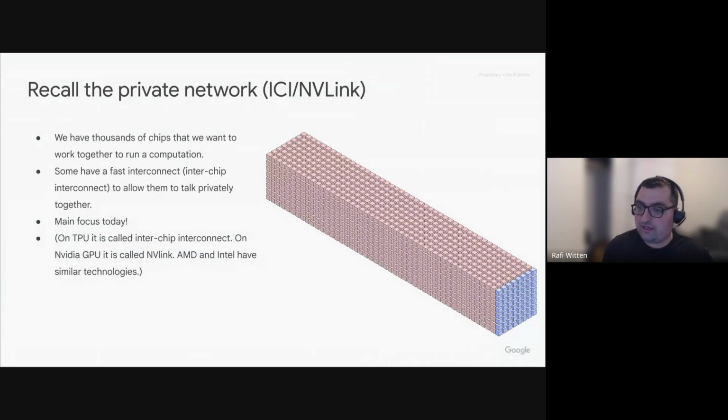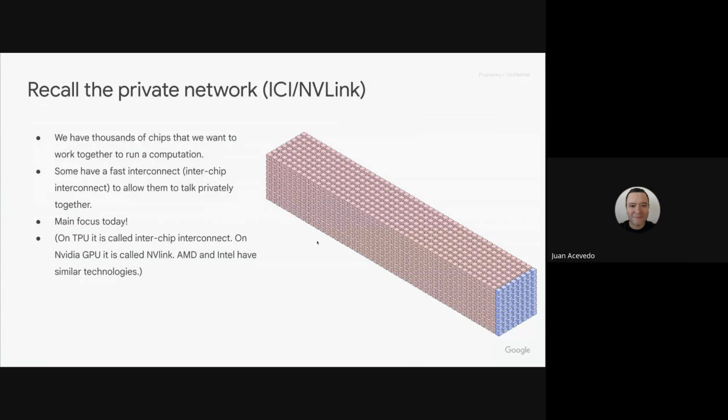I just wanted to spend one more second talking about the private network. For TPUs, we usually call it the interchip interconnect. For GPUs, they call it NVLink. We have all these chips we want to have work together in a computation, and having the fast interconnect, we'll see, makes it a lot easier to get good performance.